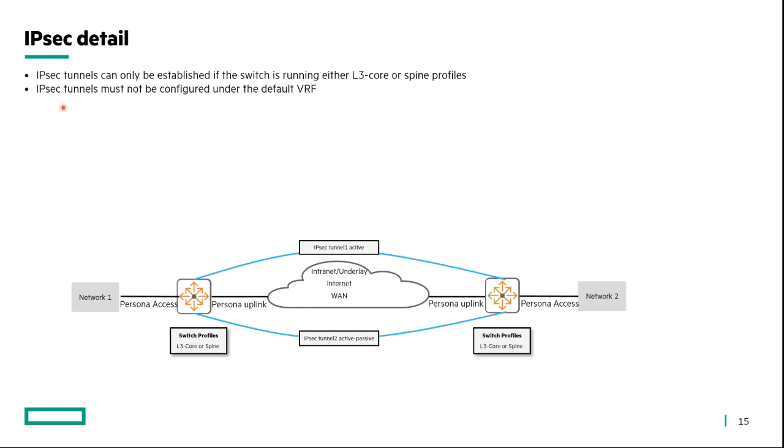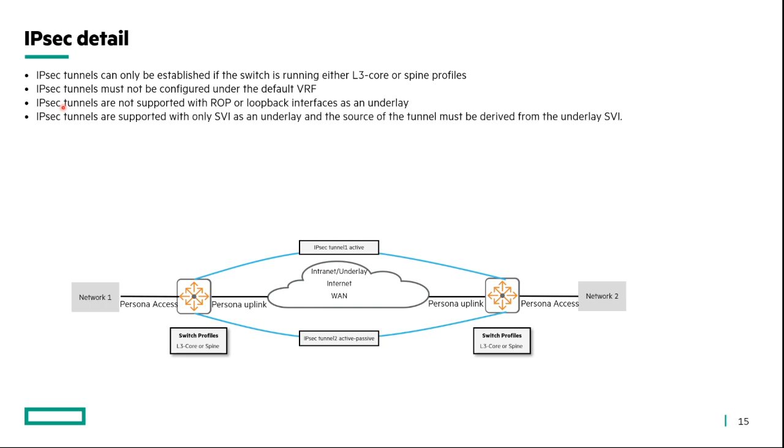The IPsec tunnels themselves must not be configured within the default VRF. It will not work, so a specific VRF is required. IPsec tunnels are not supported with routed-only ports or loopback interfaces in the underlay. That just leaves us with the option of SVIs integrating into the underlay as the source of the tunnel endpoint, and the IP address for the tunnel must be derived from the underlay SVI. We'll see an example of that in the configuration example a few slides down.